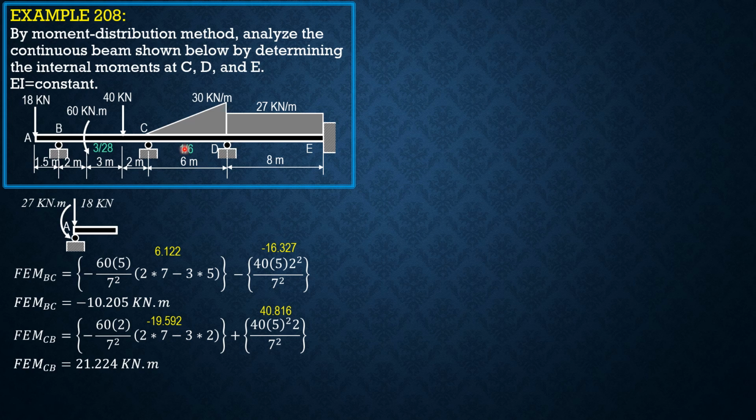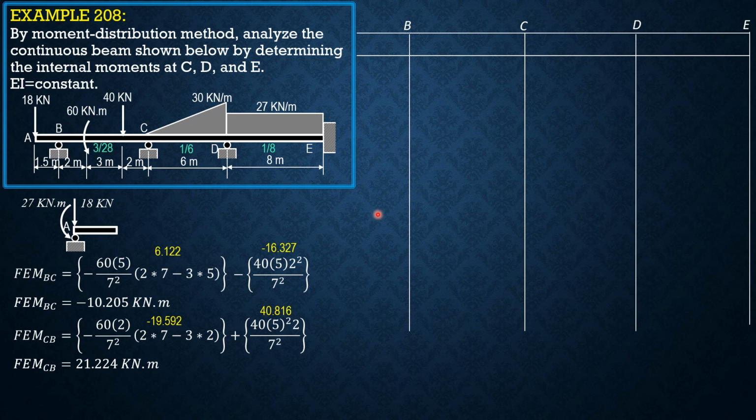This is 1 over 6. We expect moments at C and D as well as this. So this is 1 over 8 because we expect moments at D and E. So let's now tabulate. The distribution factor for B, because it is the end support, roller support, is negative 1. For C, negative 3 over 28 over quantity 3 over 28 plus 1 over 6, so negative 9 over 23. So CD should be negative 14 over 23. For DC, negative 1 over 6 divided by 1 over 6 plus 1 over 8, so negative 4 over 7. So for DE, negative 3 over 7. And for A, because it is fixed, it is 0.